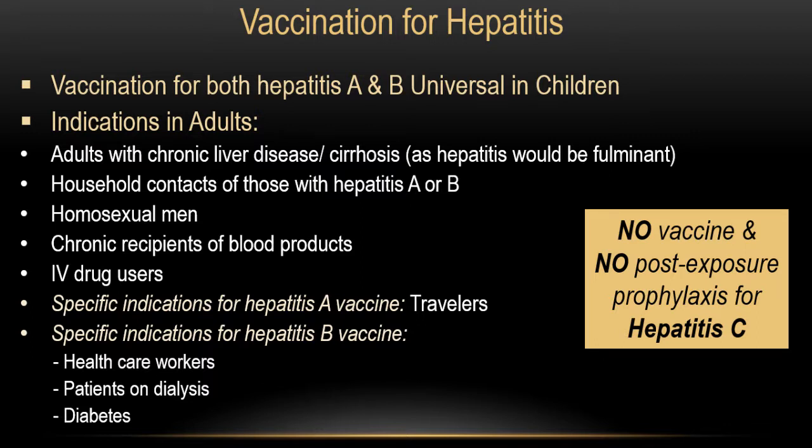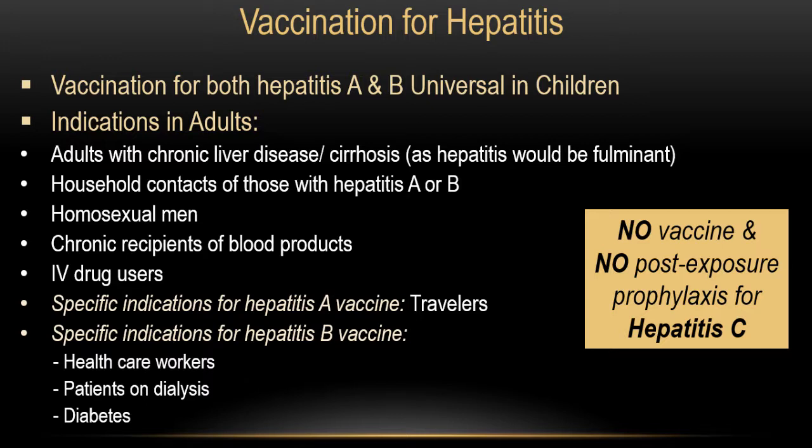Patients with bad liver already. When you have a healthy liver and you get hepatitis A, it's not going to be that serious for you. But when you have a diseased liver and you get hepatitis A, it can kill you. So adults with chronic liver disease, adults with liver cirrhosis, these are the patients who benefit the most from the hepatitis vaccine. Household contacts of those with hepatitis A or B, homosexual men, chronic recipients of blood products, and intravenous drug users.